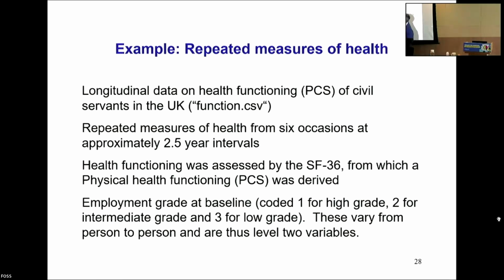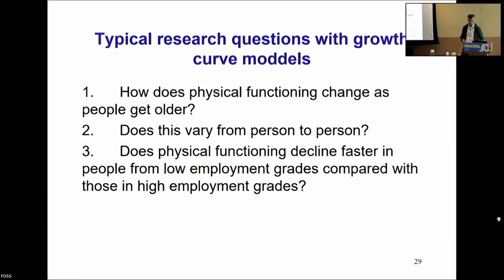So these civil servants, we collected data from them repeatedly on 6 measurement occasions, approximately 2 to 3 years in between. I was interested in whether their civil service grade, if they were in a high grade status job or low status job, whether that affected their chances of health as well as their slopes of physical functioning, and how this varied from person to person.